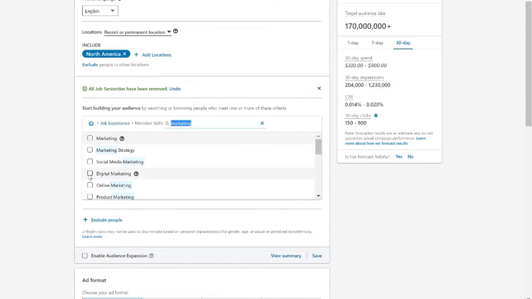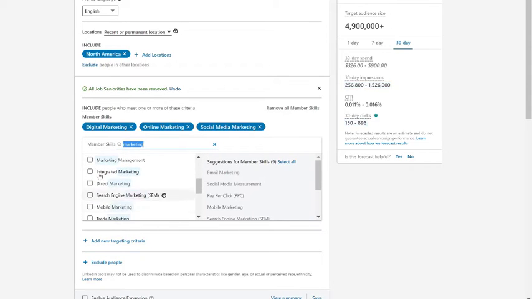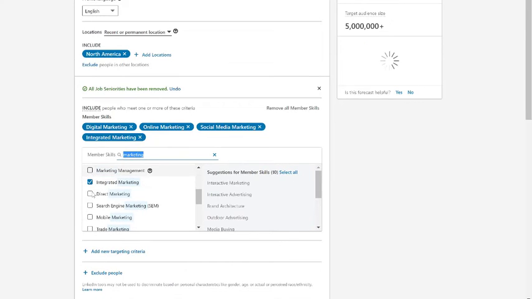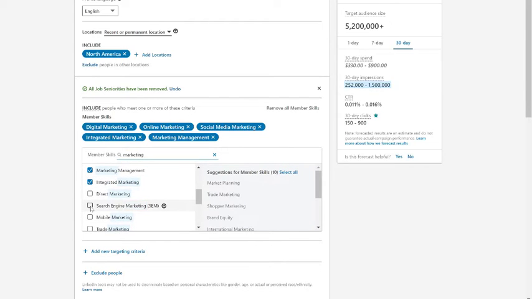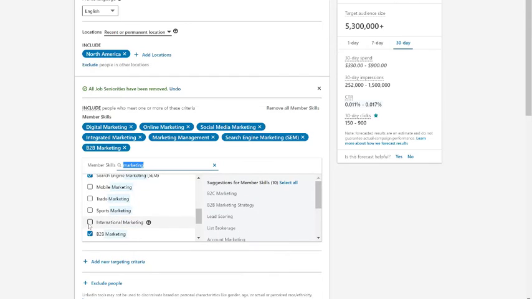So let's go for more of a long tail approach to the keyword of marketing. So maybe we go to, how about digital marketing, online marketing, social media marketing, those are good. Marketing management, integrated marketing, search engine marketing is good. Basically anything that has 2 words is probably okay. If I have a small budget, I'm probably going to go to really specific 2-word keywords or even a 3-word keyword. B2B marketing is a good one that's a little bit more specific. So you can see that took us down to 5.3 million.